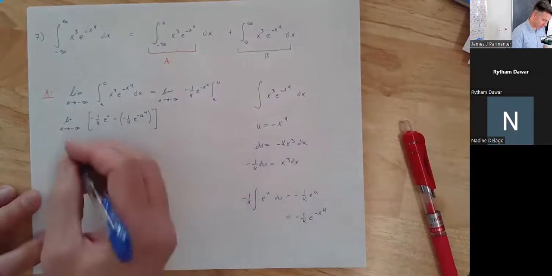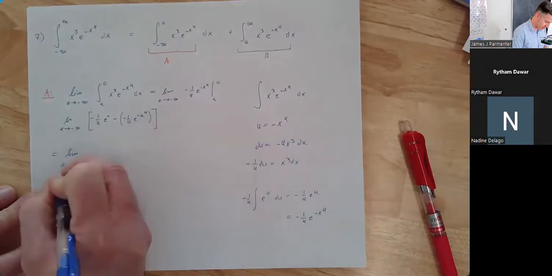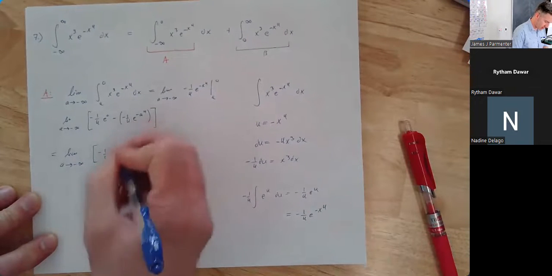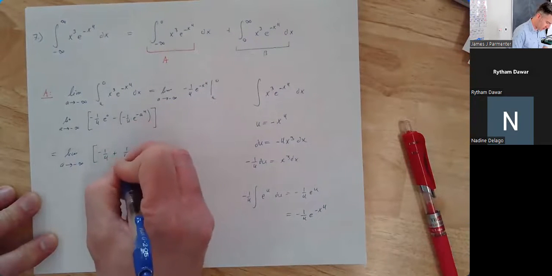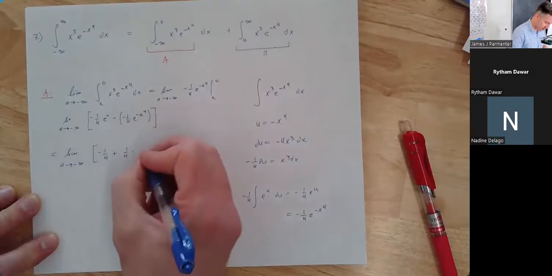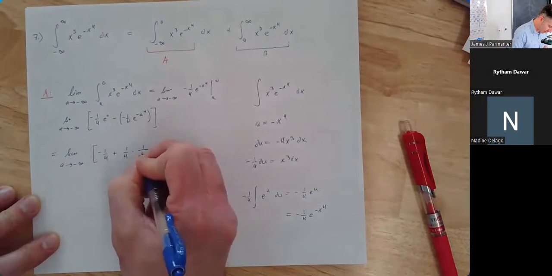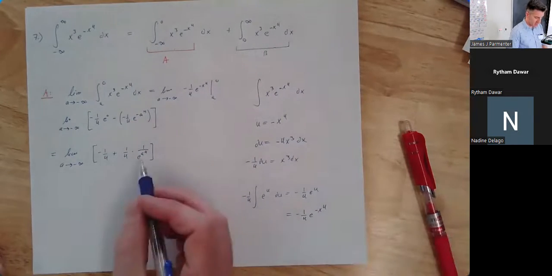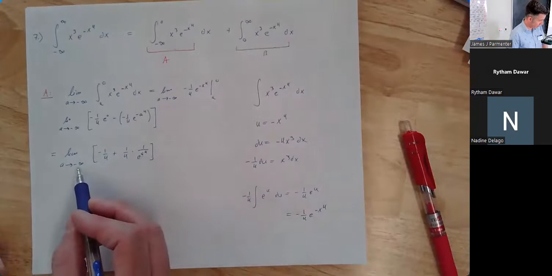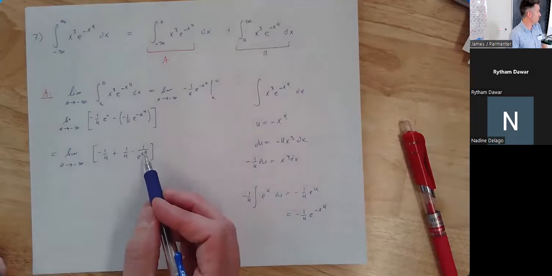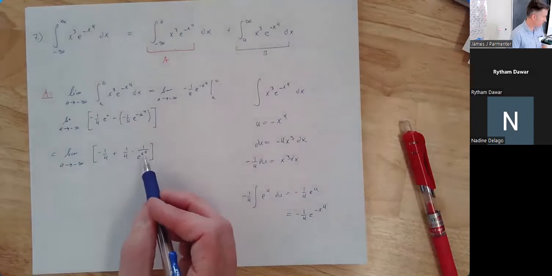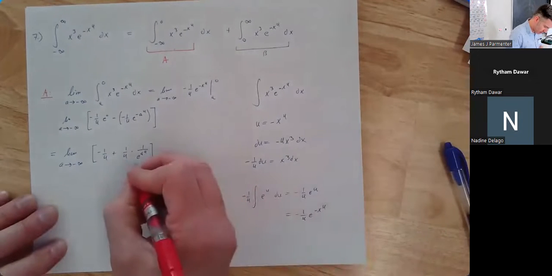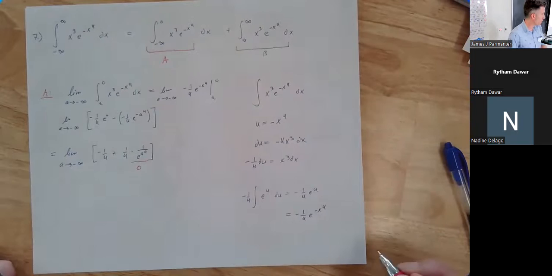So I would definitely prefer to rewrite this as the limit as A approaches negative infinity of negative 1/4 plus 1/4 times, instead of e to the negative a to the fourth, 1 over e to the a to the fourth. Because now I can see that as a goes to negative infinity, a to the fourth also goes to positive infinity, and then e to the infinity is infinitely large, and 1 over that is infinitesimally small. So this part here is going to go to 0.